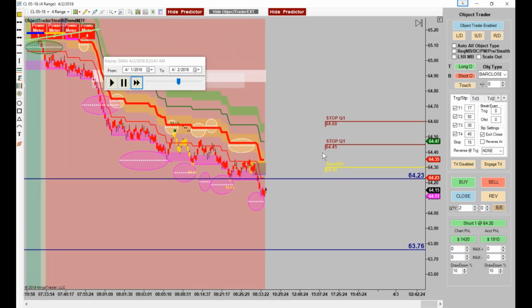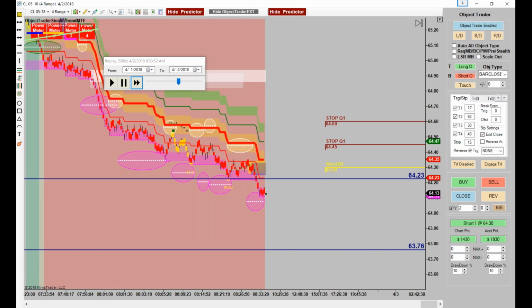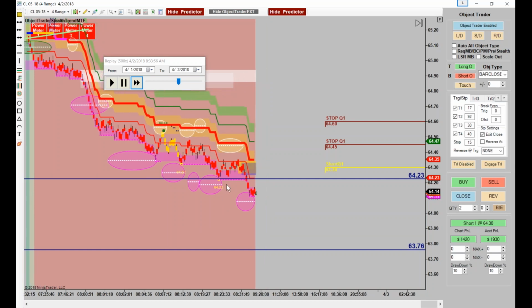Not enough of a thrust just yet. Let's see if we can get a little bit further. And then let's see if it'll actually kiss 22. Does this make a big difference in your trading? I can tell you it will. And that's why we use 4-range bars.